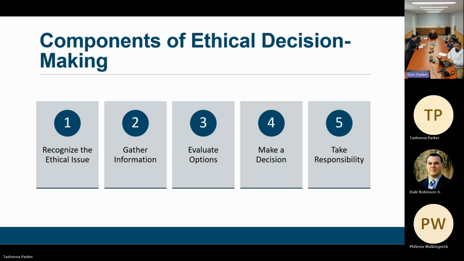3, evaluate options. Different options should be evaluated, taking into account ethical principles, potential outcomes, and how they may affect stakeholders. 4, make a decision. Select the option that aligns most closely with ethical standards and personal values. 5, take responsibility. Be accountable for the decision made and be prepared to address any consequences that may arise. By incorporating these components into the decision-making process, both individuals and organizations can navigate ethical dilemmas with integrity and responsibility.